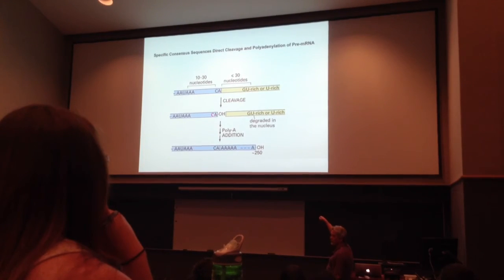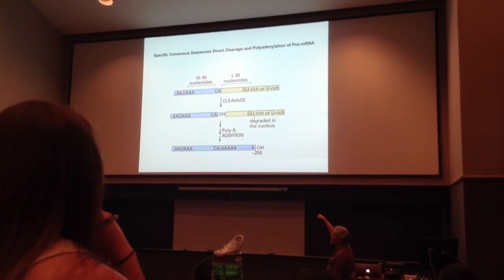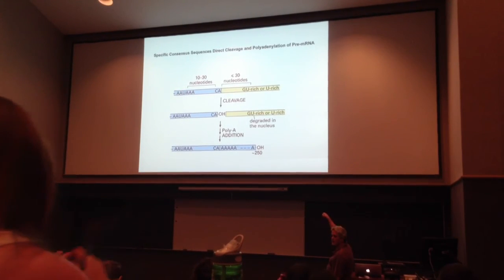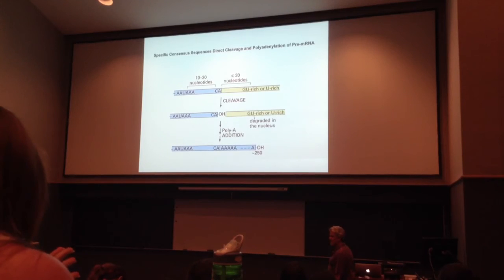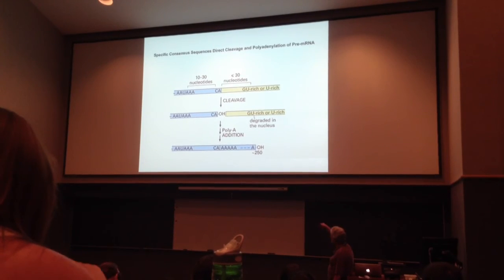So to terminate transcription, you essentially need this site here. This is the poly-A addition site, but it's also the transcription termination site, because after that, 20 or 30 nucleotides or so is cleaved. Interestingly, if you look at this, it says here's the cleavage, and here's the G-rich region. It says it's degraded in the nucleus.